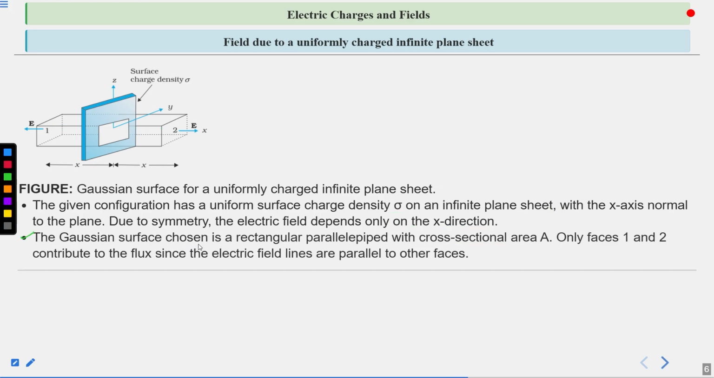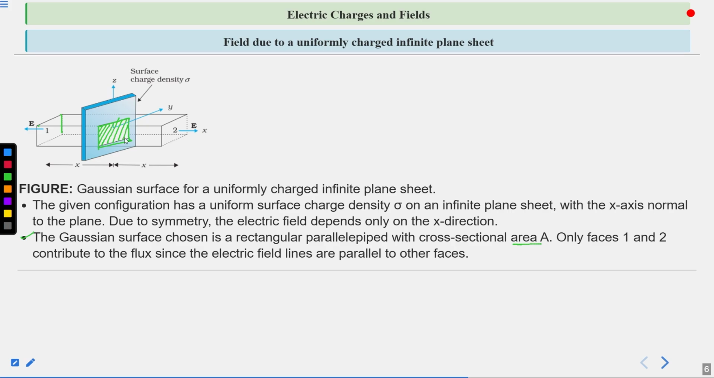The Gaussian surface chosen is a rectangular parallelepiped with cross-sectional area A. So to find the electric field, first of all we choose the Gaussian surface. Here the Gaussian surface is this one, the dotted line. The area of cross section covered is only this one. This is the area of cross section.